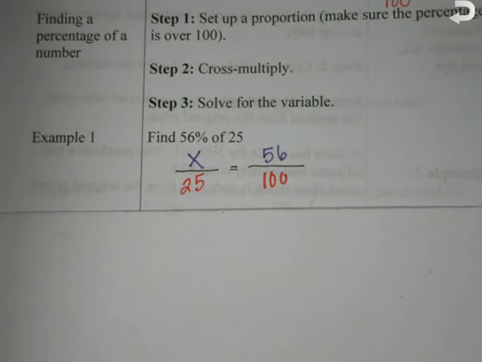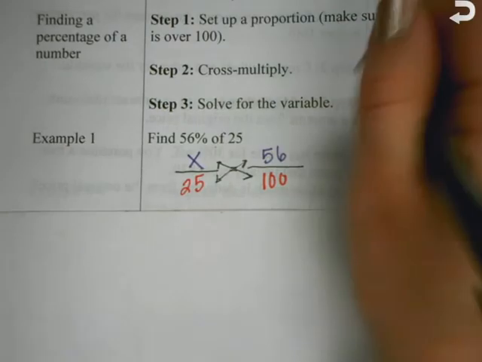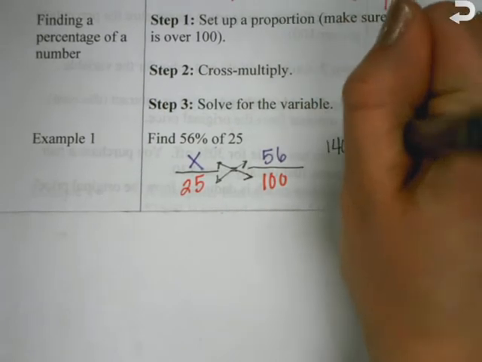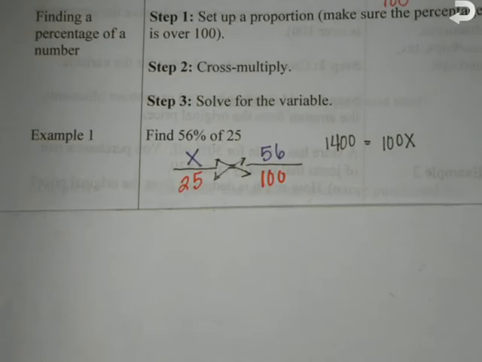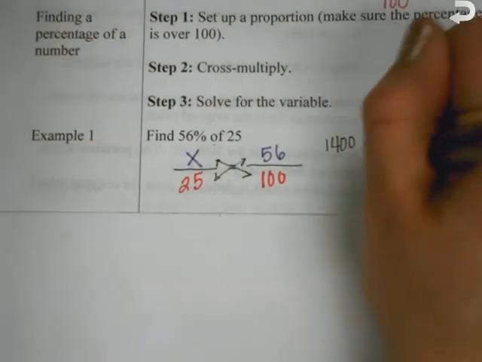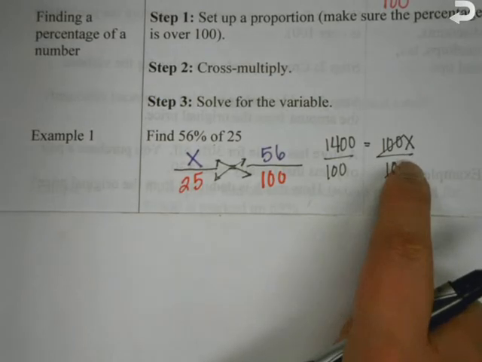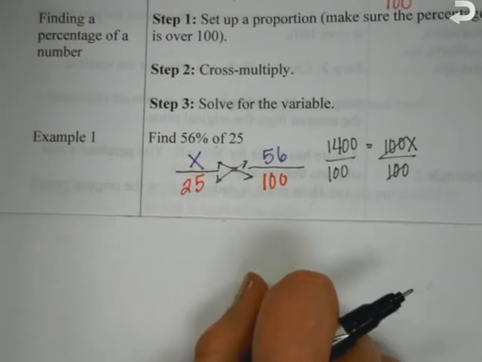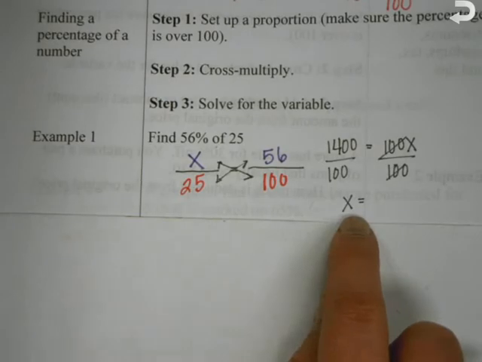Okay, so now what do I do to solve for X? Cross multiply. So that gives me 25 times 56 is 1400, equals X times 100 is 100X. How do I solve for X? Divide by 100. Wait, X times 100? Yeah, X times 100, 100 times X, same thing. Okay. So if I divide both sides by 100, that gives me X equals 14.